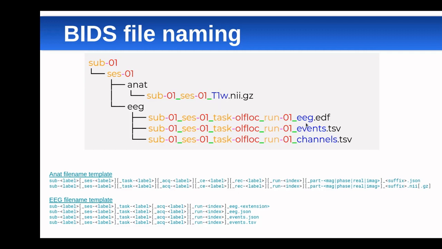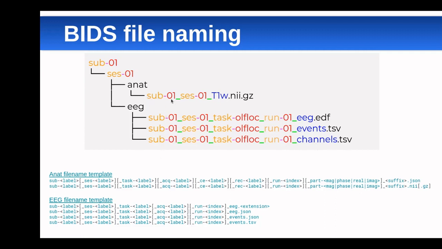You have the EEG suffix where the EEG data actually is. The channels file is where you're going to find all the information about which channel the EEG data was recorded from, and events tells you what happened when during your experiment, right? And you can see that there are different types of entities you're going to find in the file names.